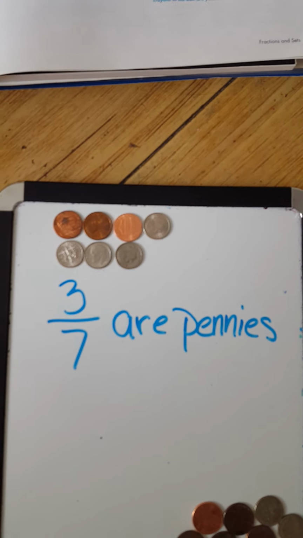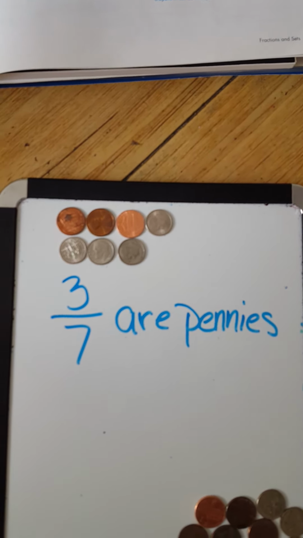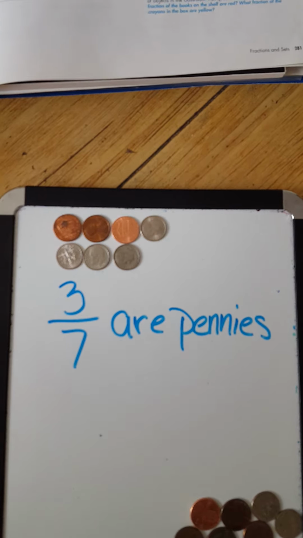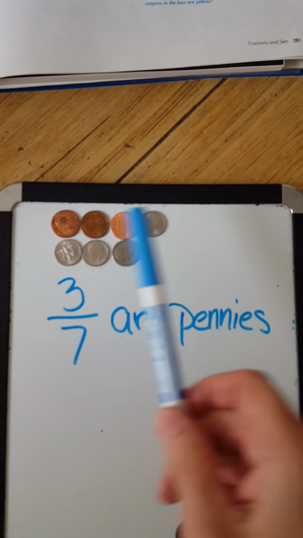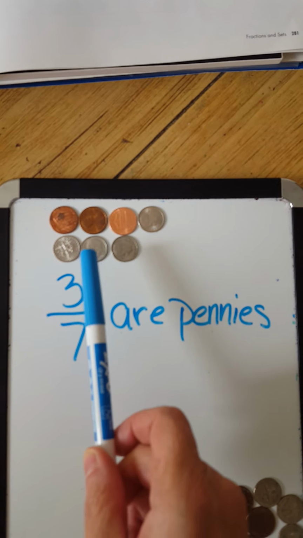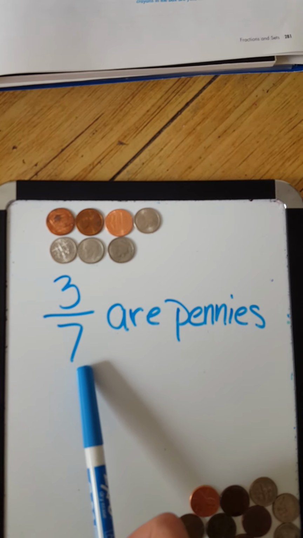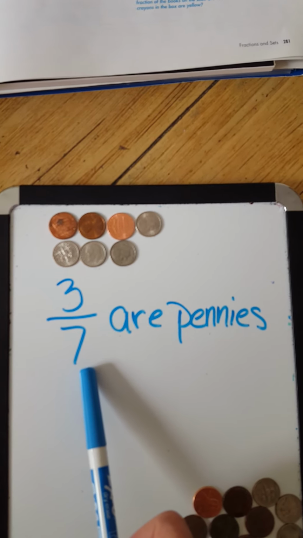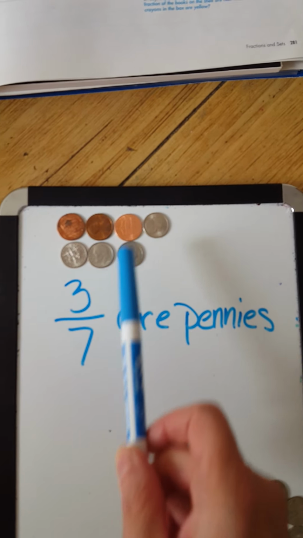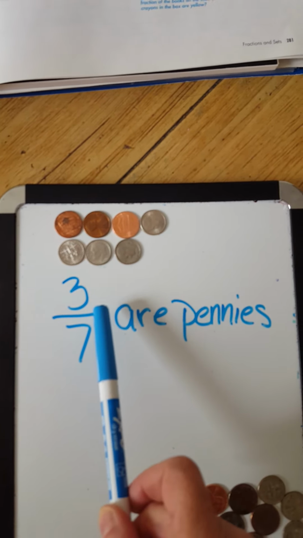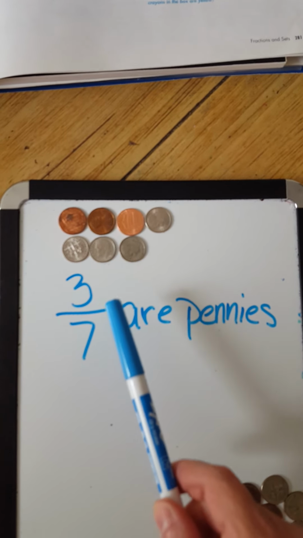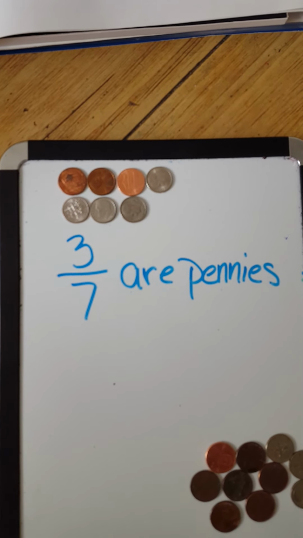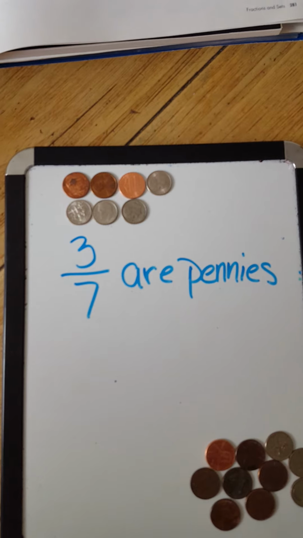Okay, if you set it up correctly and wrote your fraction correctly, you are going to have 3 in the numerator and 7 in the denominator, because we can see that there are 1, 2, 3, 4, 5, 6, 7 coins total in our set. So that's the whole. What part are the pennies? 1, 2, 3. So the pennies make up 3 of the whole. So that's what goes in the numerator, okay? So 3/7 are pennies in this fraction. Okay, so that is just our quick introduction to fractions as a set.